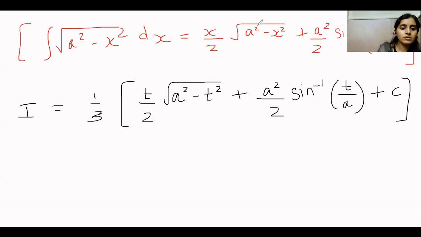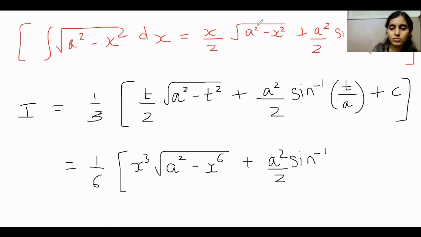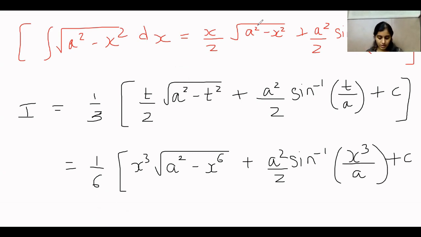Let us take 2 outside. So we have 1 upon 6. Let's substitute what is t. T is x cube. So x cube root of a square minus x raised to 6 plus a square upon 2 sine inverse x cube upon 3 upon a plus c. That is your final answer.